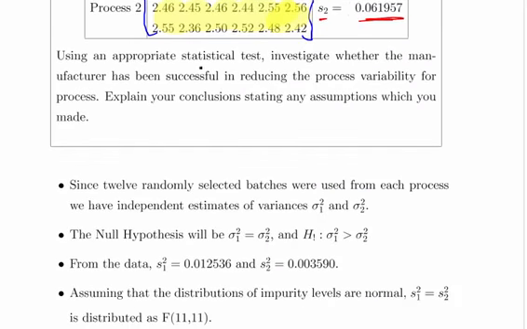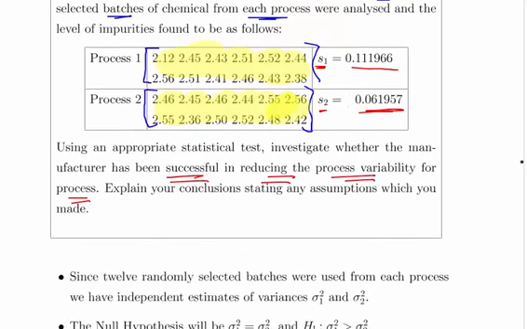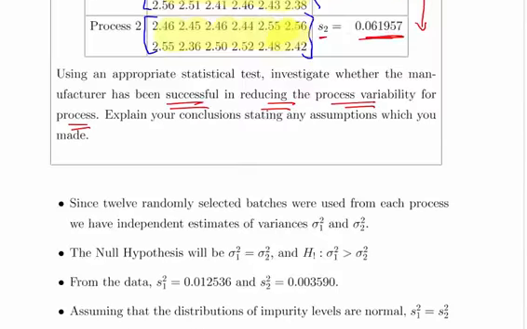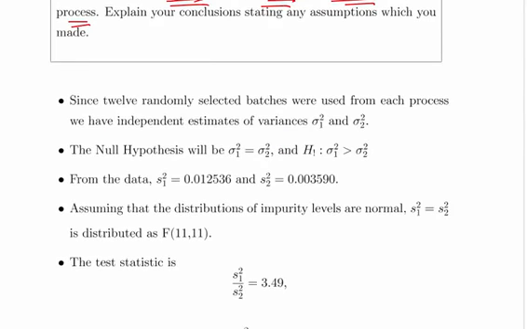Using an appropriate statistical test, investigate whether the manufacturer has been successful in reducing the process variability. That is to say, does the second process have much reduced variability? Just think about that, this value here being reduced down. Explain your conclusions, stating any assumptions that you might make.